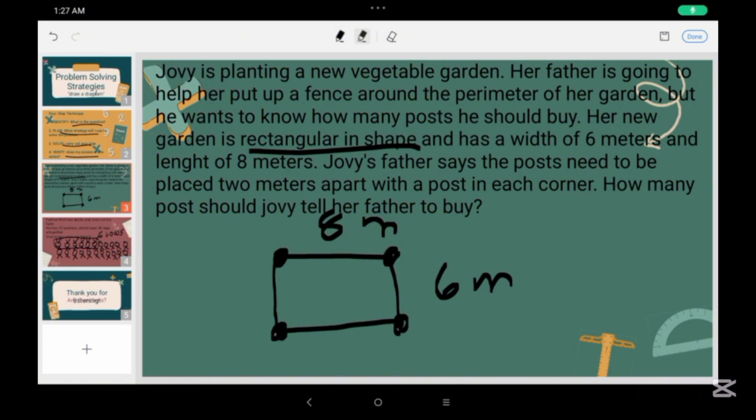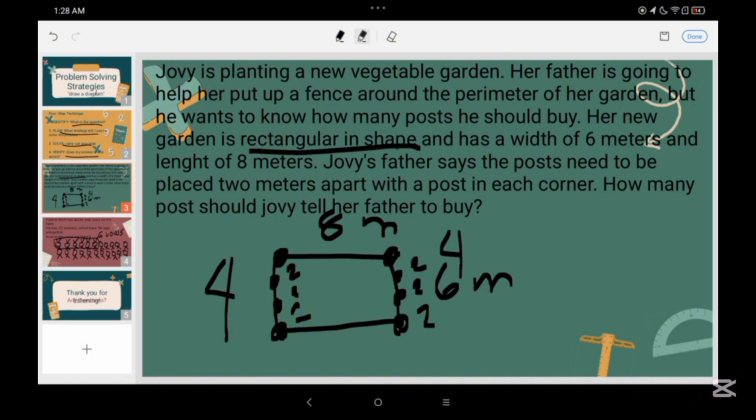The other posts need to be located 2 meters apart, so let's do the width first. So we need posts here, 2 meters apart, and here 2 meters apart, 2 meters apart. Right here, 4 posts we're gonna need on this side. On the other side, same thing. We need 4 posts on this side as well.